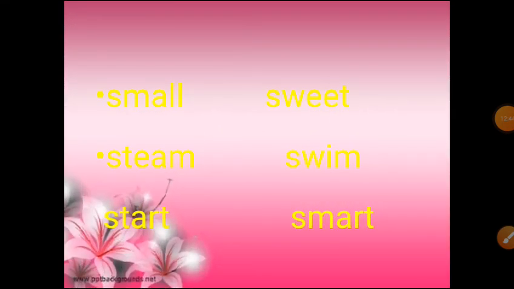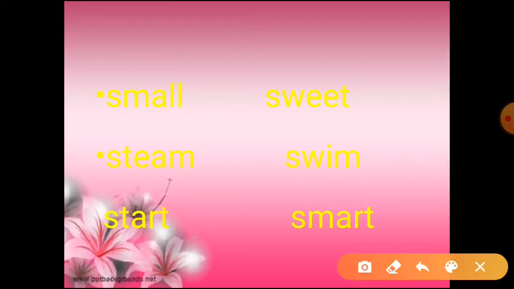So the first one is small. So we have used the blend SM. And the second one, ST we have used. It will become steam. The third one will become start. So we have used the blend S and T. Here we have used the blend SW. Sweet and swim. Smart. So here we have used different blends.